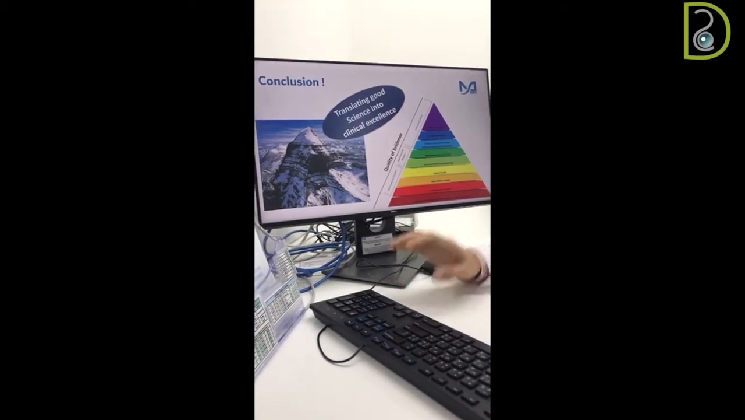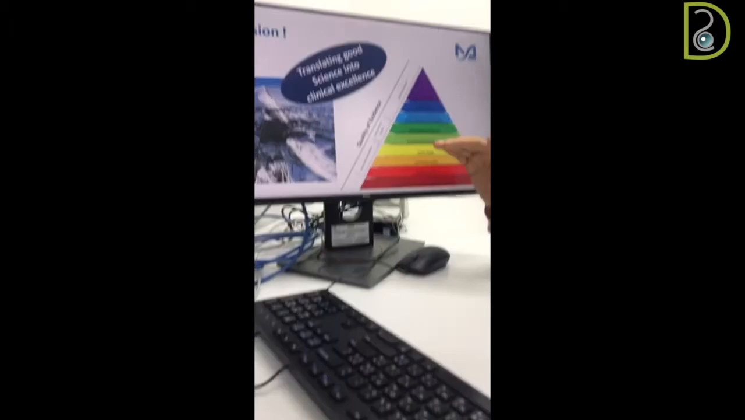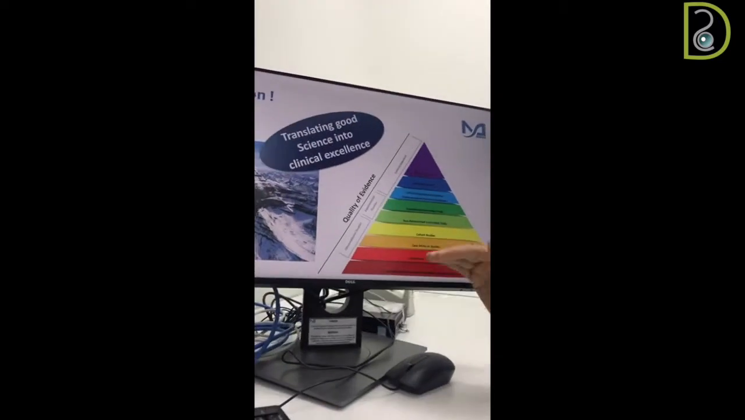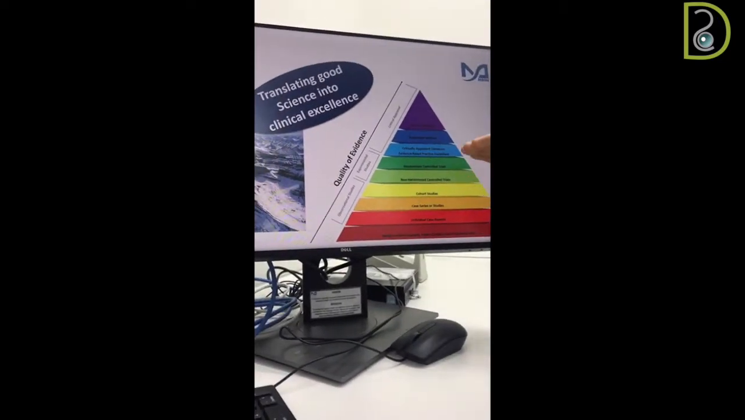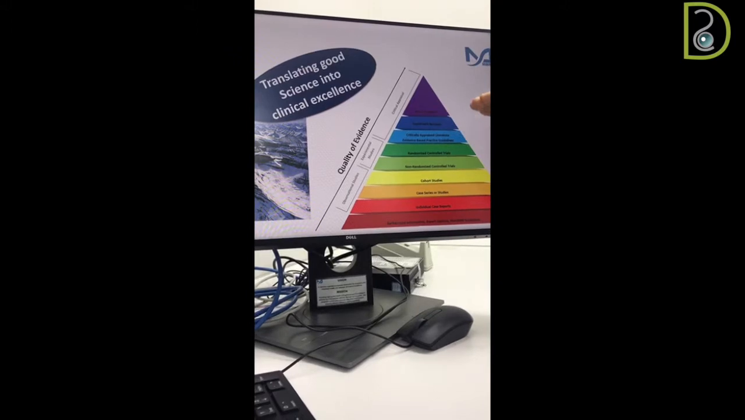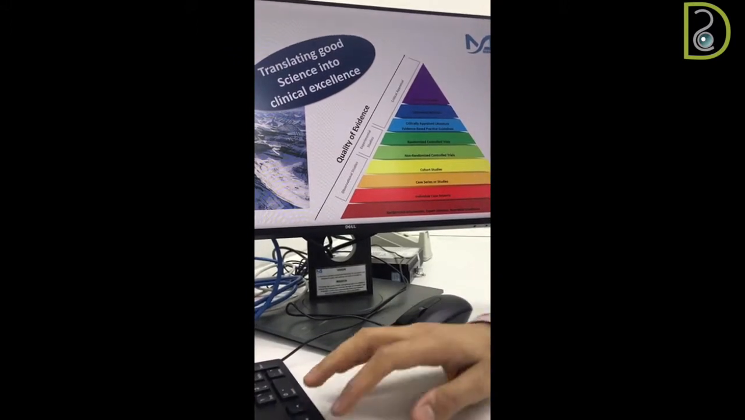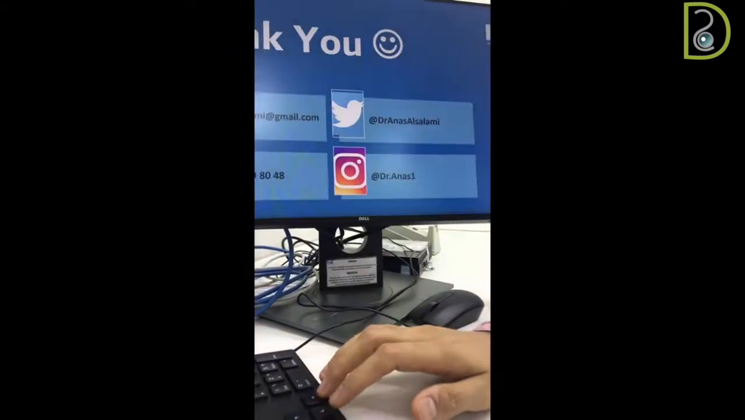In conclusion, we should not accept any treatment, or do any kind of treatment, without having evidence. For the Hall technique, we have enough evidence to support its clinical success.